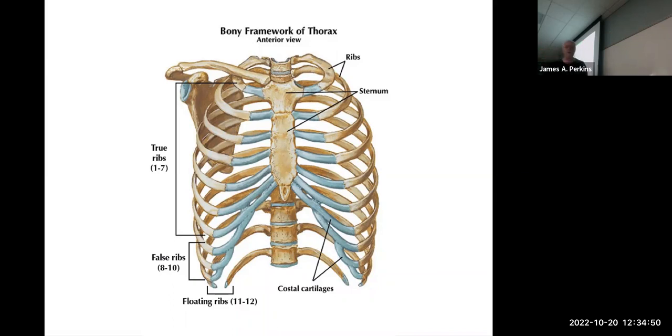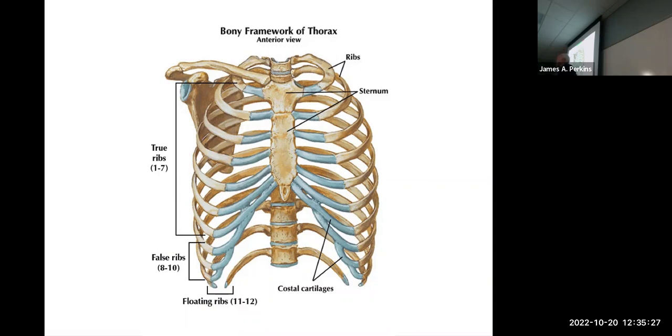The ribs, of course, make up most of the bony framework of the thorax and completely surround and enclose the thoracic organs. And then anteriorly, also the sternum, different parts of the sternum. We also have the costal cartilages, which are pieces of cartilage that connect the anterior ends of the ribs to the sternum. And the ribs are divided into three different groups: the so-called true ribs, the false ribs, and the floating ribs.